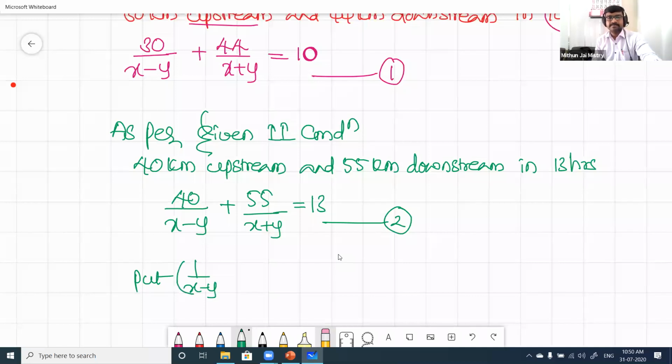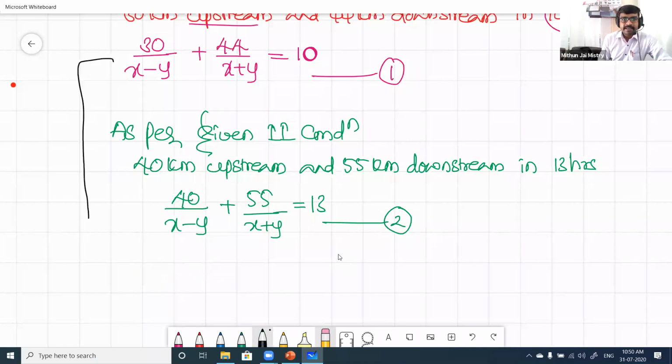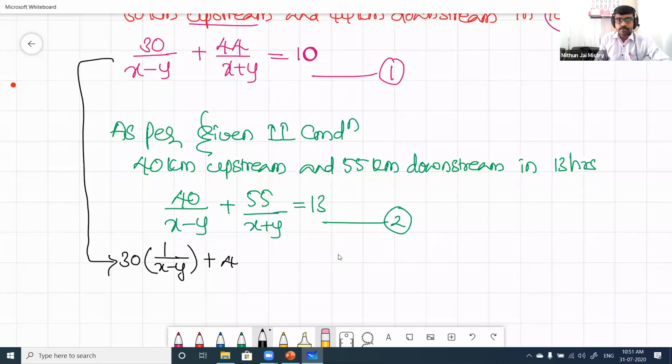Let me go in a simpler manner. This 30 by x minus y, actually I can write as 30 into 1 by x minus y, plus here we have 44. You take 44 as common outside, and you will get 44 into 1 by x plus y is equal to 10.